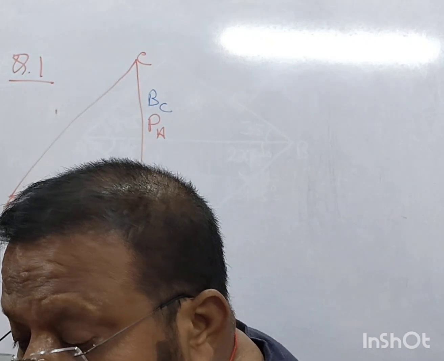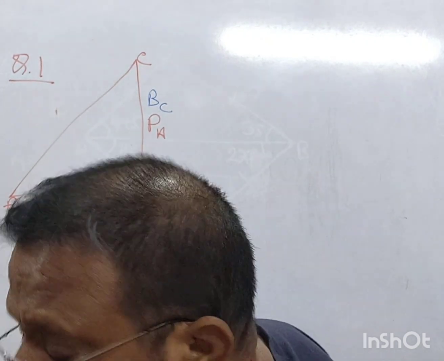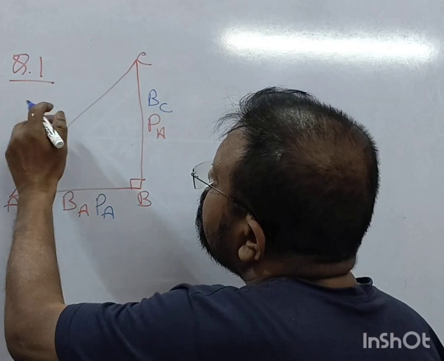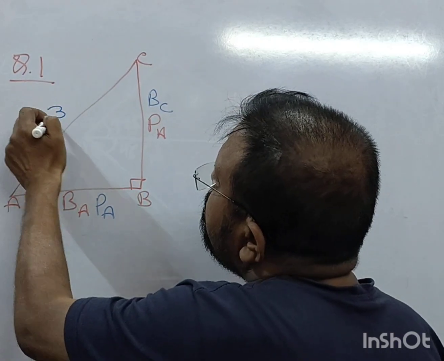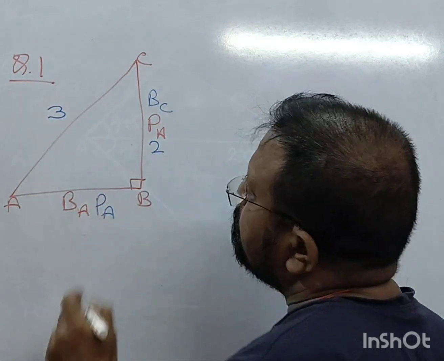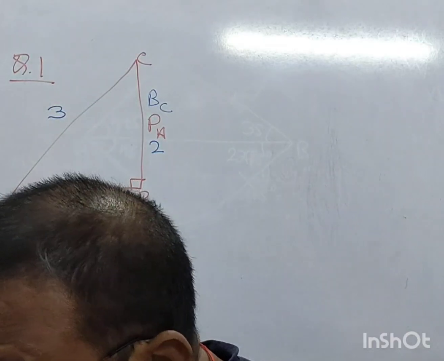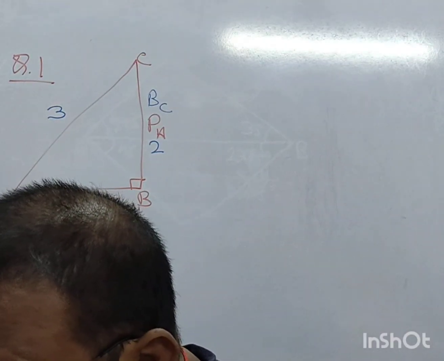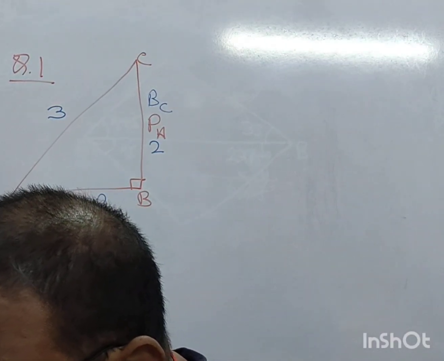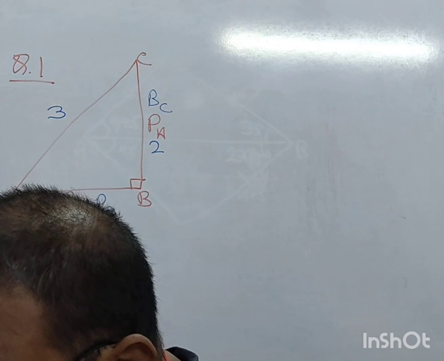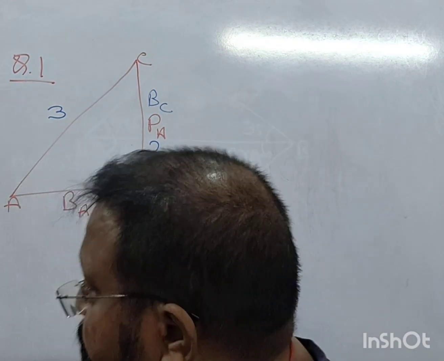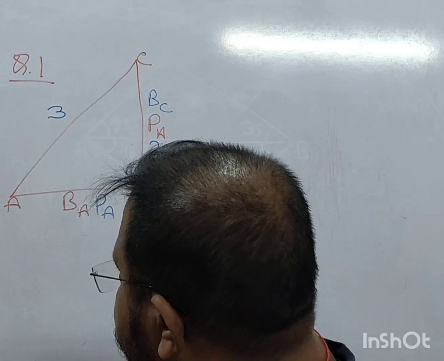It is given that AC is equal to 3, and this is 2. Calculate all 6 trigonometrical ratios for both acute angles. My God. Okay.